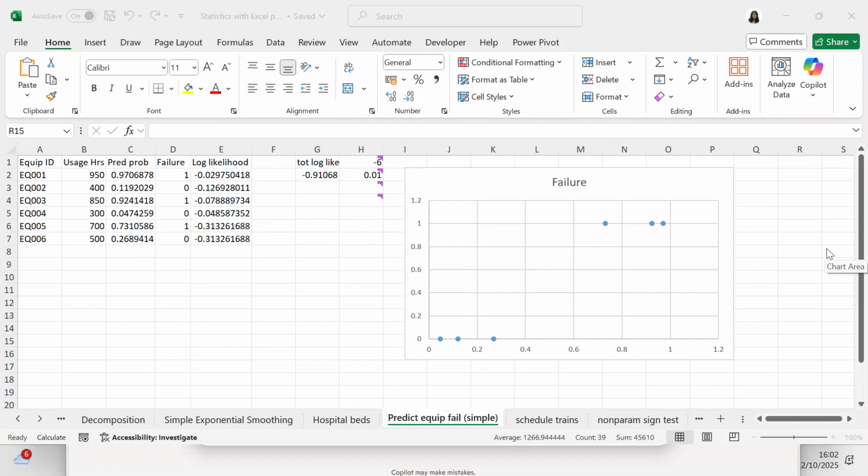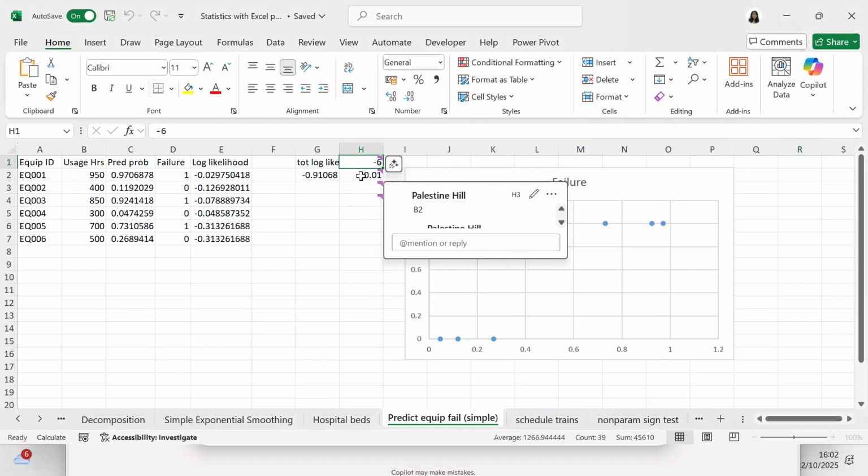In this video, what we're going to do is predict equipment failure. We've got 6 pieces of equipment, EQ1 to EQ6, and these pieces of equipment have so many hours of usage, and that's in column B of the spreadsheet. So we're going to calculate the slope and the intercept.